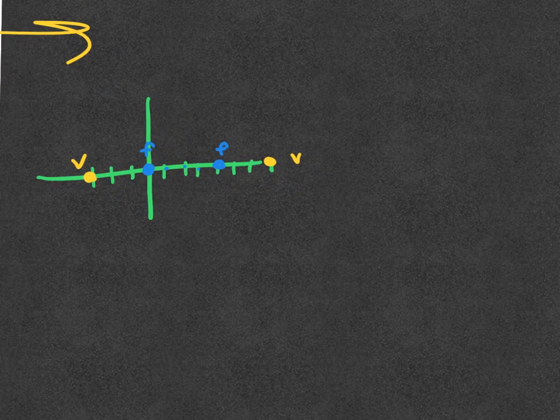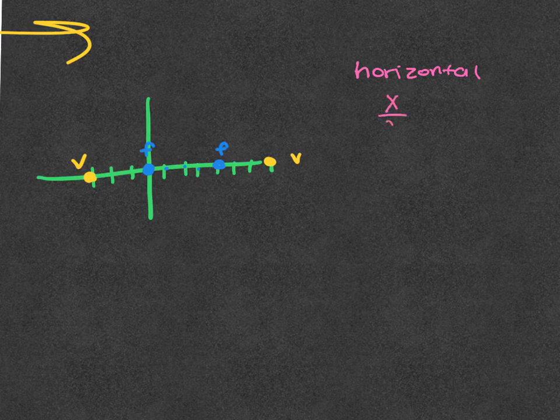Okay, so the first thing I can identify super easily is that this is horizontal. So this is going to be an x over a and a y over b. The center is the midpoint in between the foci or the midpoint in between the vertices. It doesn't matter which one you pick, it would be the same. So this point here is 2, 0.